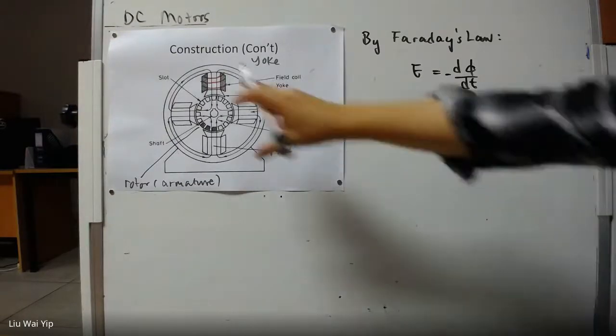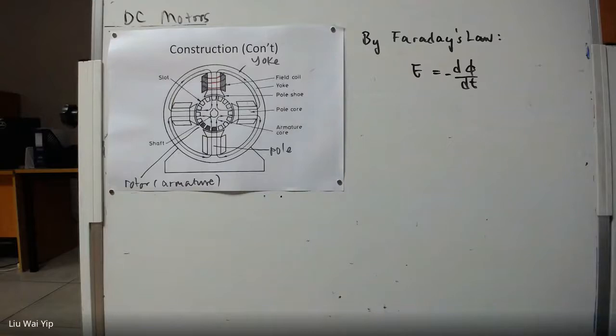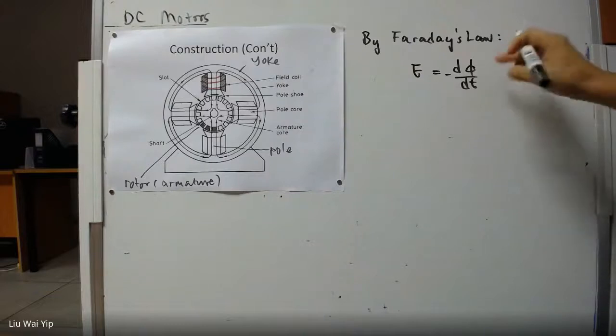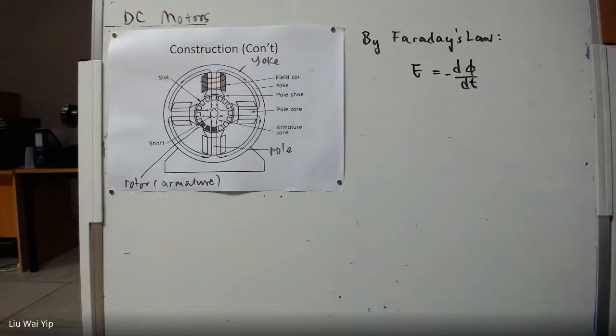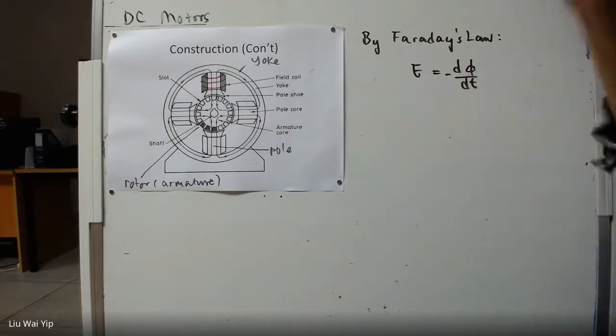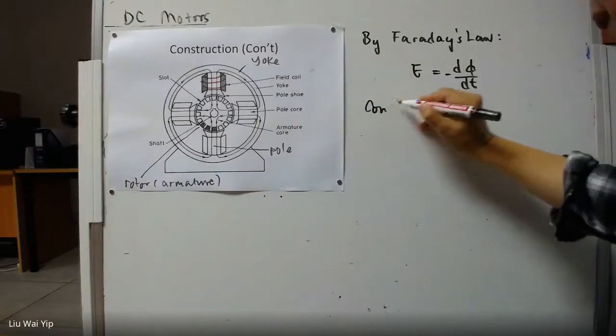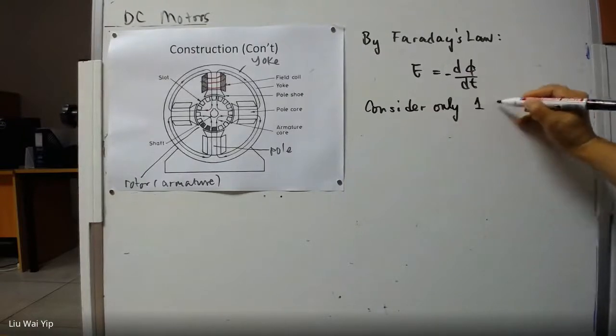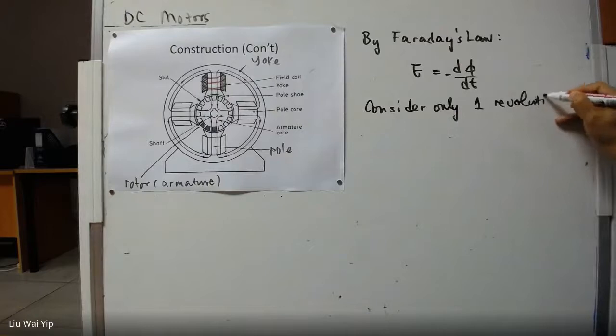Now, for the motor, we can find out d flux and dt. D flux is how much the flux changes, and dt is how much time has been taken for the flux change. So now, what we can do is consider only one revolution.